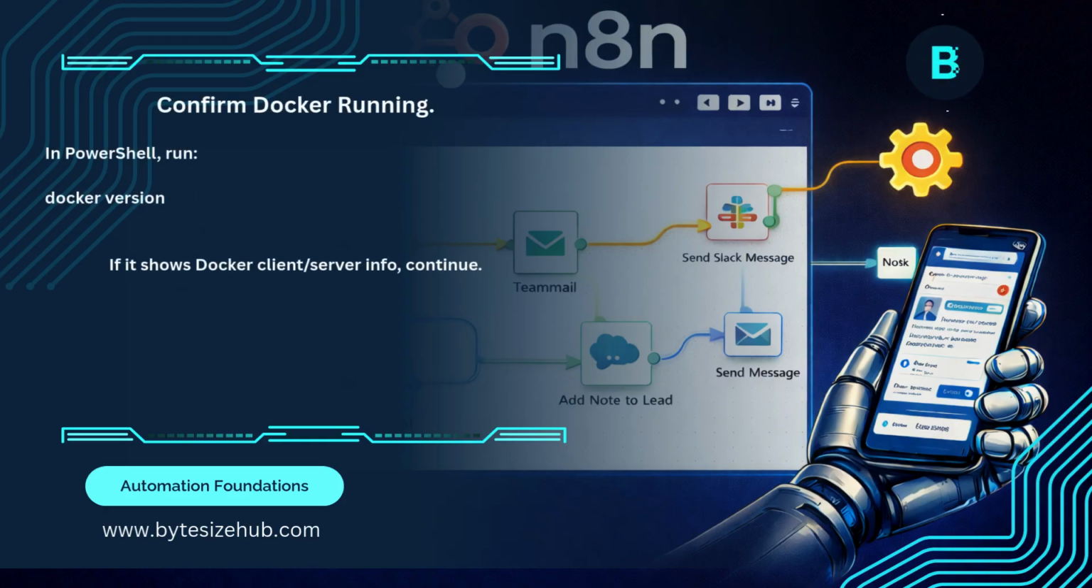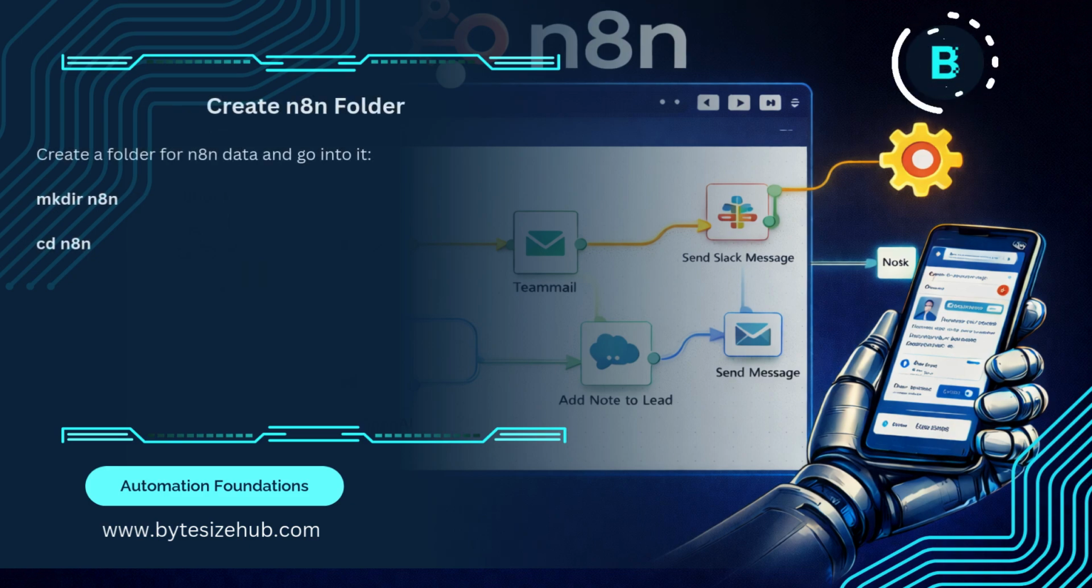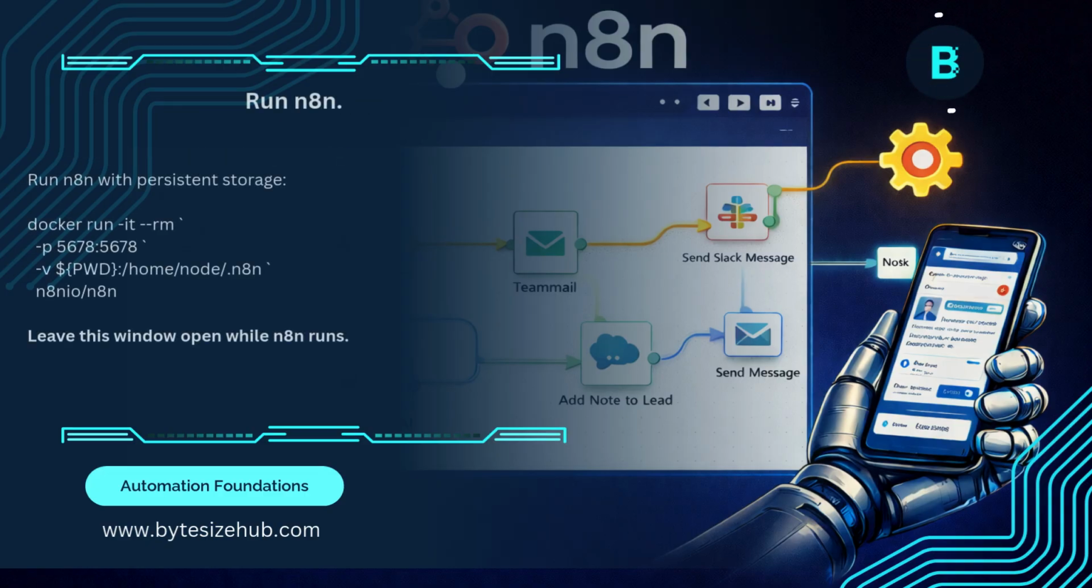Confirm Docker running. In PowerShell, run docker version. If it shows Docker client and server info, continue. Create n8n folder. Create a folder for n8n data and go into it. mkdir n8n, cd n8n.